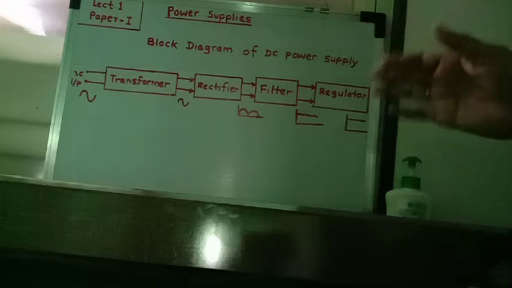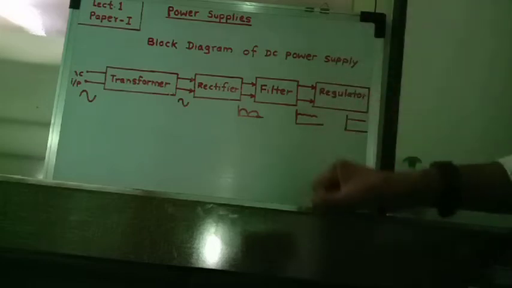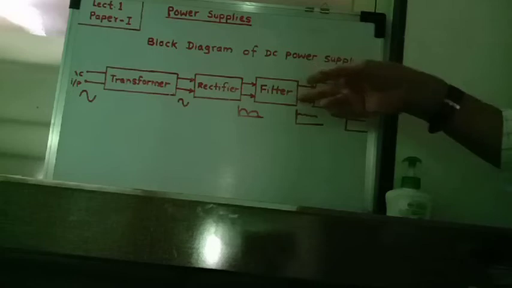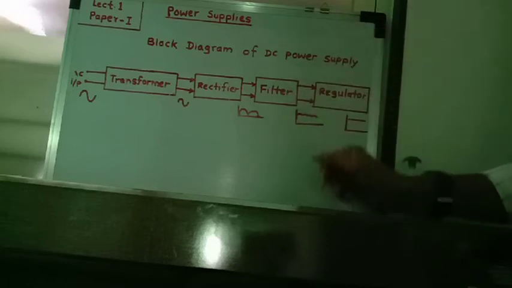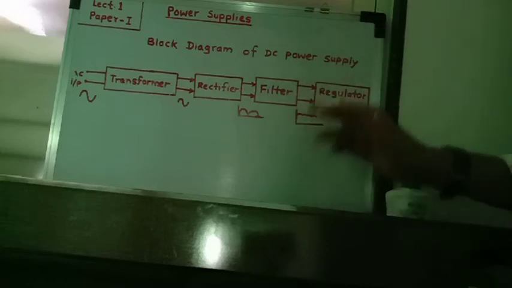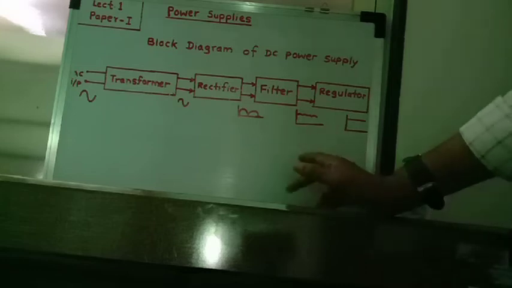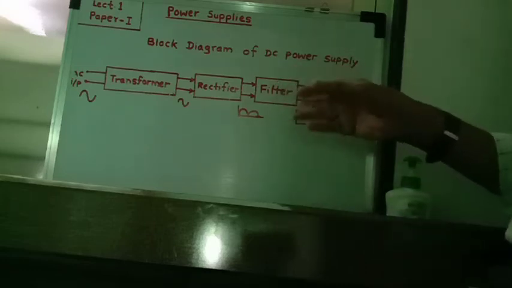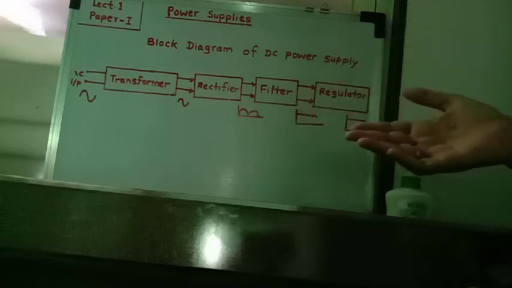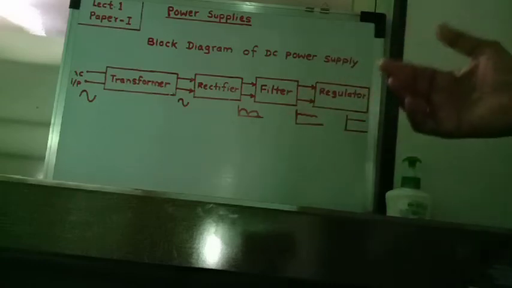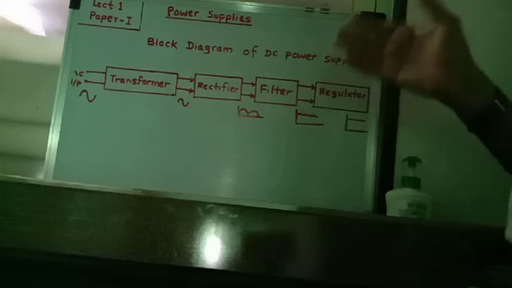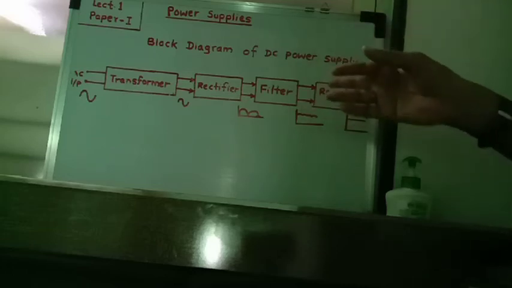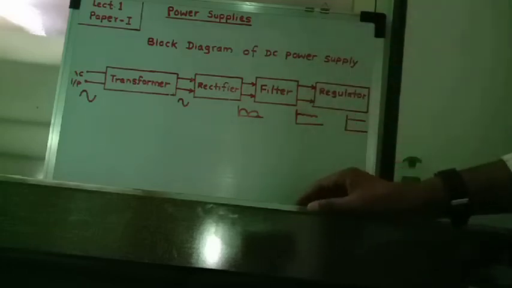When load current changes, the output should remain constant. So for this purpose, regulator circuits are used. The output of the filter circuit is unregulated. The percentage load regulation or percentage line regulation is very poor, so it should be improved, or the output should remain constant. For this purpose, regulator circuits are used.